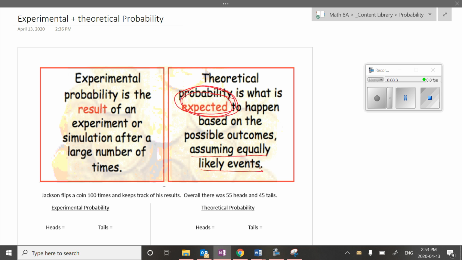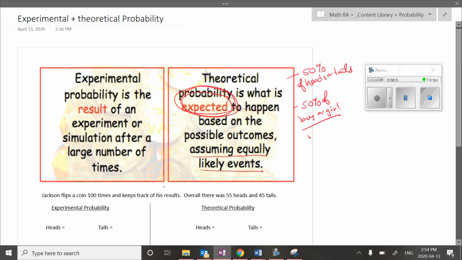Examples of theoretical probability: when we flip a coin, there's a 50% chance of heads or tails. Another really common one is when you're having a baby, you have a 50% chance of boy or girl. In theory, because in theory there are two genders, you are a male or a female. In theory, there's only heads or tails. But in practice, we realize there are a lot more possibilities than just these two. Even with heads and tails, technically, I guess a coin could land straight up vertically on its side.